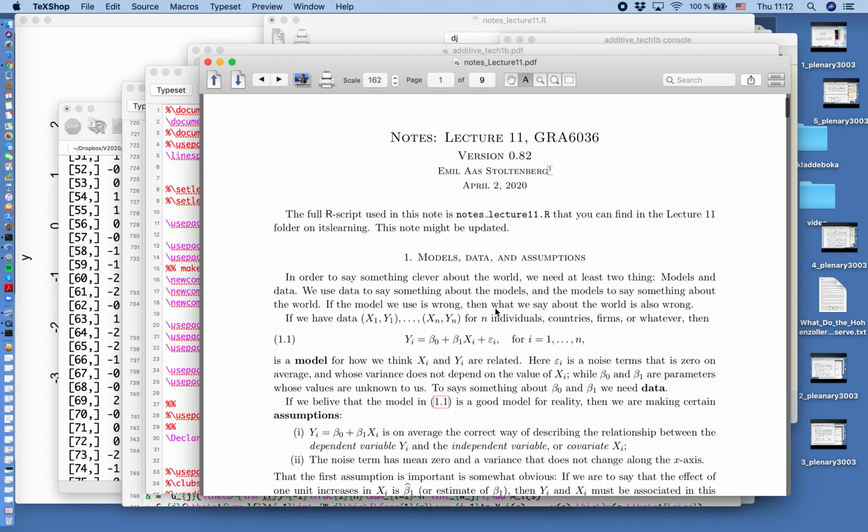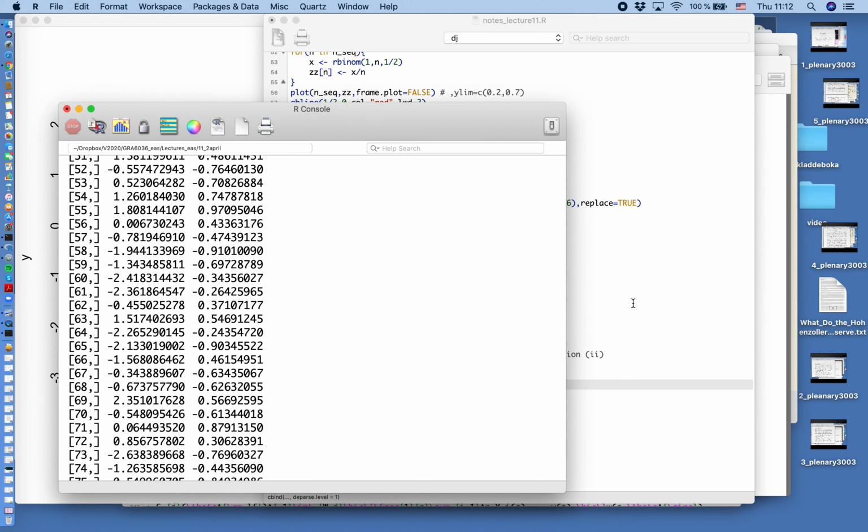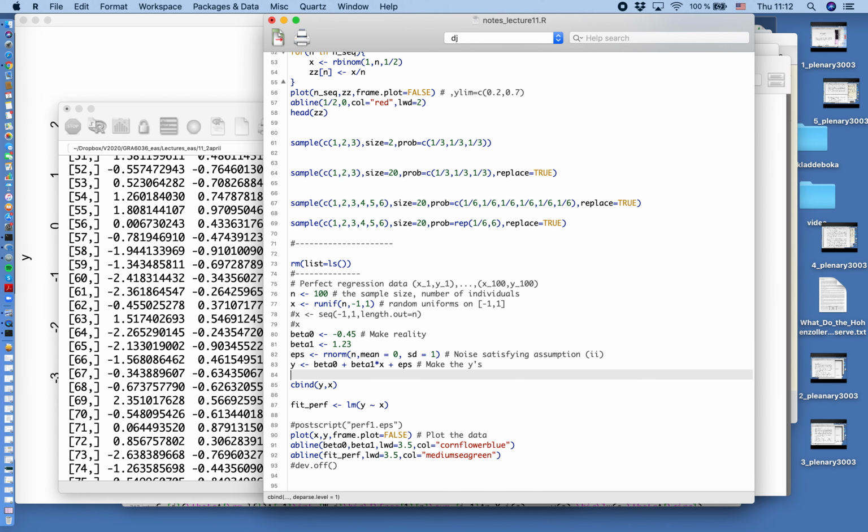So in this note, I talk about these assumptions. And this assumption of the variance being the same no matter the value of the x's is important for the p-values and then also for the hypothesis testing and so on. I mean, the tests based on which we draw our conclusions. So if this assumption is not true, then our conclusions will be wrong.